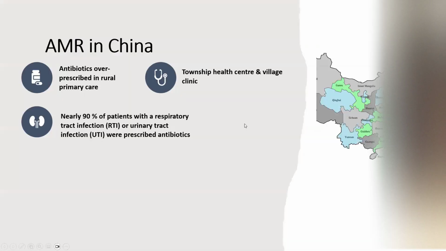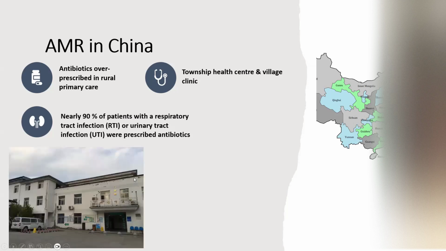So AMR, as Christie said, affects low and middle income countries more, and it is also a severe problem in China. Antibiotics are overprescribed, particularly in rural primary care in China. But the primary care system in China is a bit different from what we have here in the UK. The rural primary care system consists of township health centers, and one level below them are village clinics.